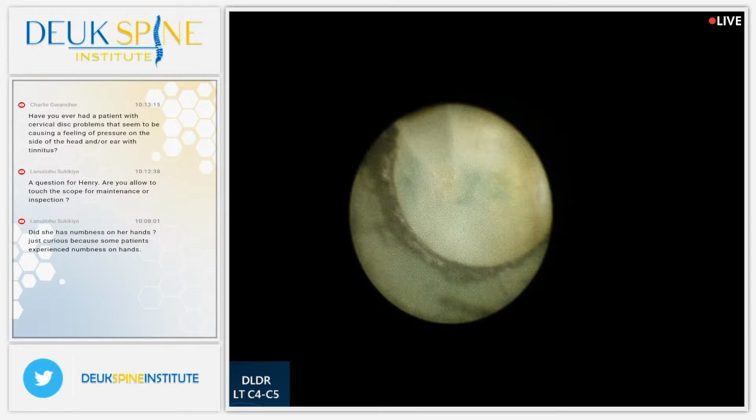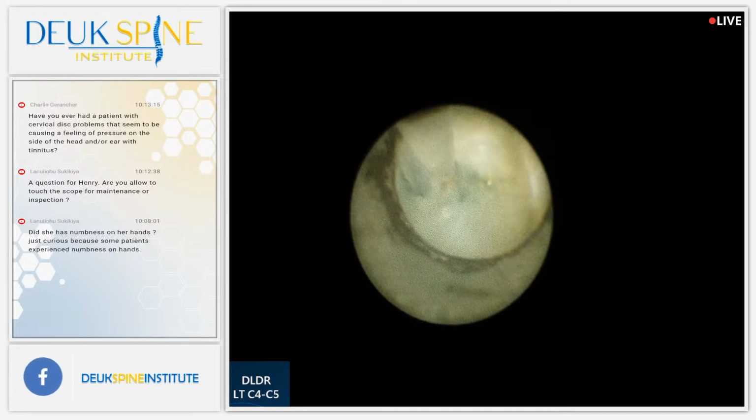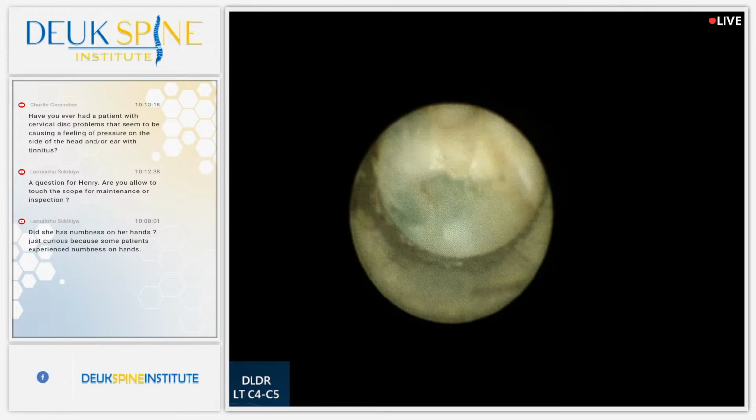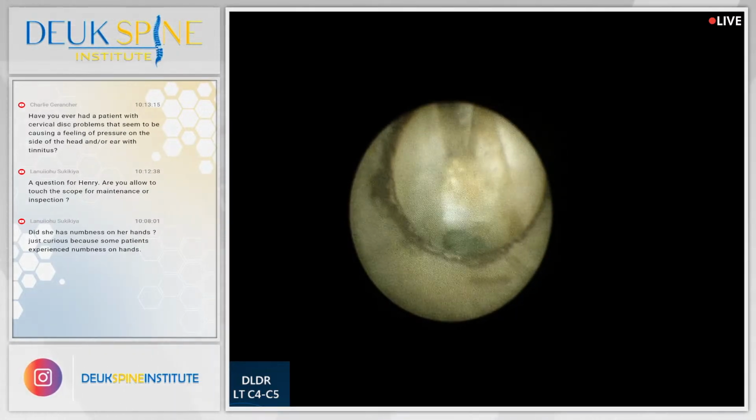That is the tear, not through the annulus. We're already past the annulus. That is a tear through what's called the posterior longitudinal ligament, the PLL. That's in the back of the disc. I'm going to cut the rest of the PLL so I can get the herniation out. You guys see this? It's called the PLL, posterior longitudinal ligament.